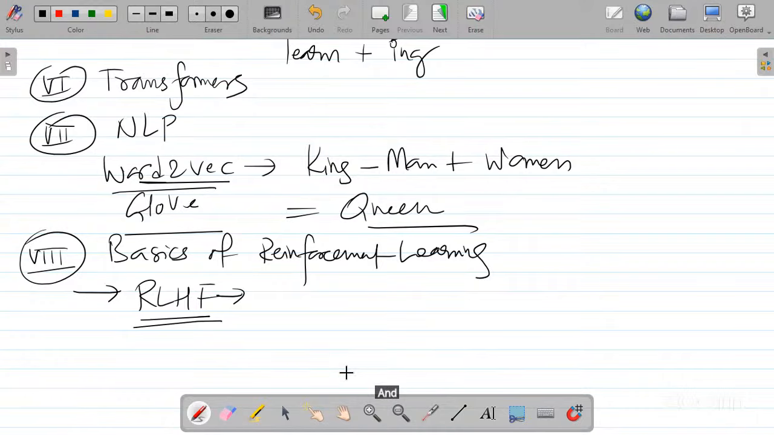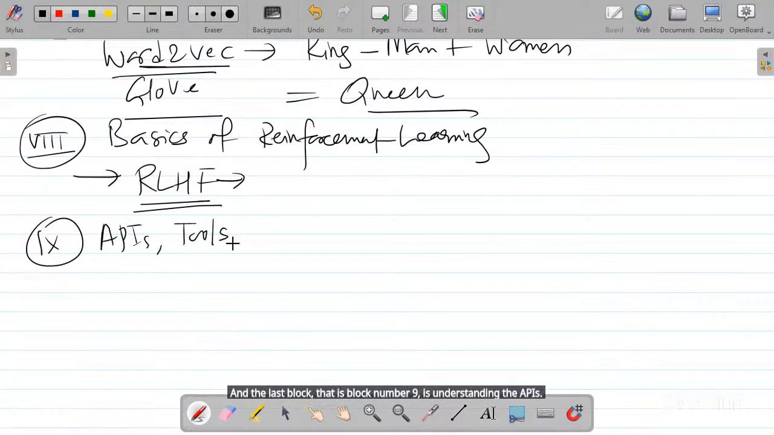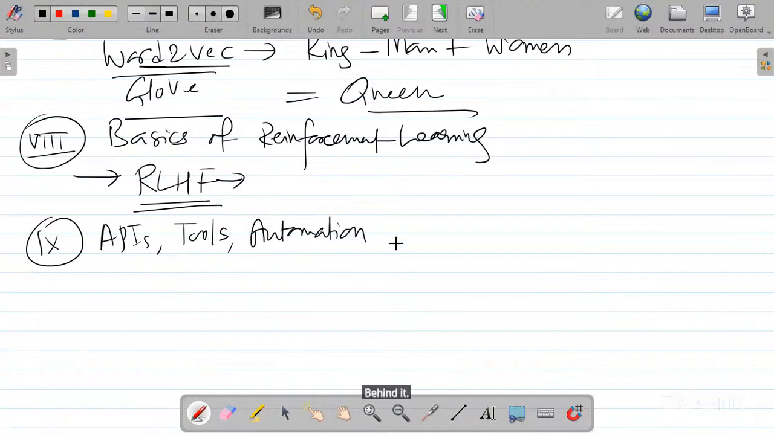And the last block, that is block number 9, is understanding the APIs, understanding different tools and the automation system behind it, right? So this will be our last building block here, right? So this is essential for agentic AI. So what exactly does API mean? Now some technical aspects like GET and POST requests, your JSON data format, external tools, Python automation, OpenAI function calling, and how exactly the agent works.